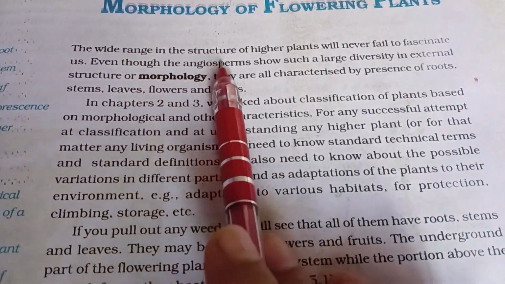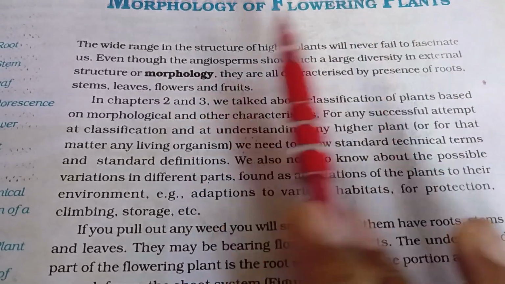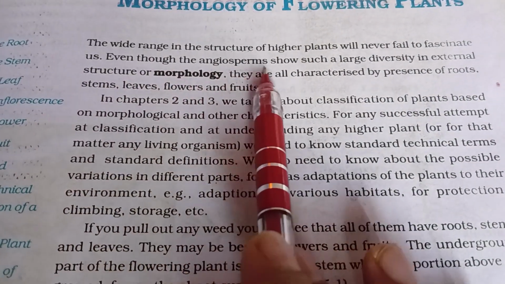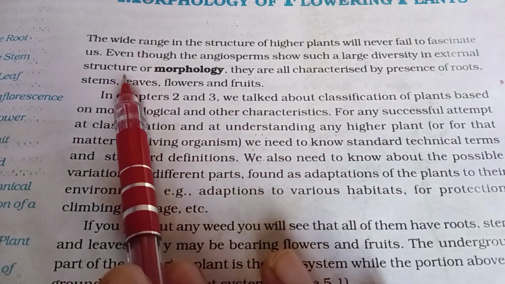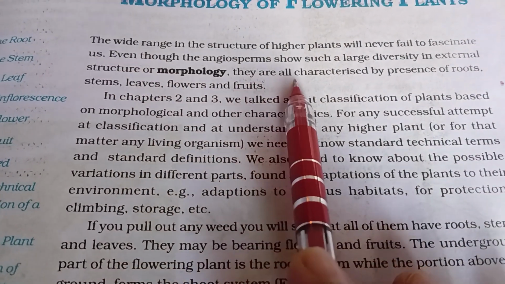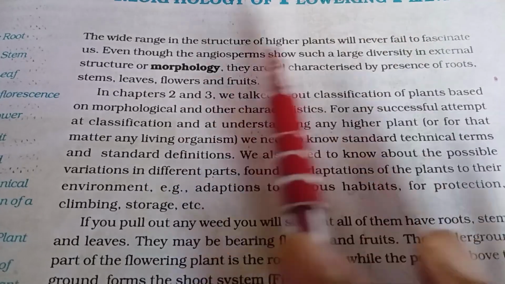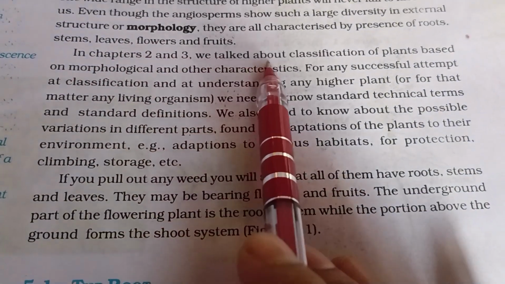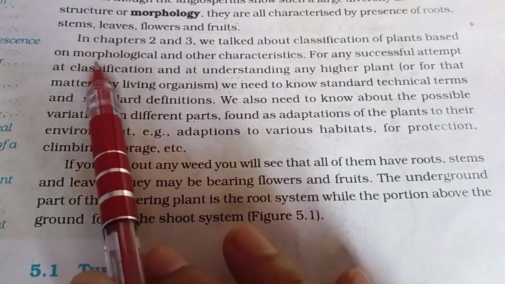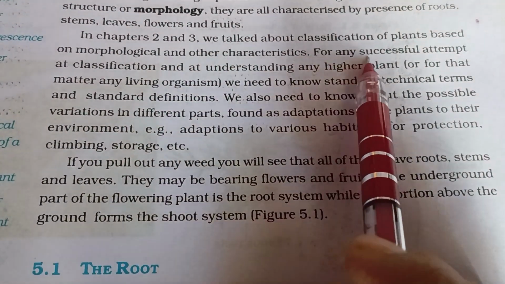The wide range in the structure of higher plants will never fail to fascinate us, even though the angiosperms show a large diversity in external structure or morphology. They are all characterized by the presence of roots, stems, leaves, flowers, and fruits. In chapters 2 and 3, we talked about classification of plants based on morphological and other characteristics.